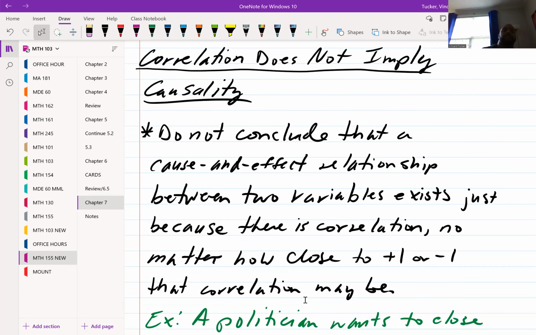No? So the last thing out of this section: correlation does not imply causality or causation. It says do not conclude that a cause and effect relationship between two variables exists just because there is correlation, no matter how close to +1 or -1 the correlation may be.